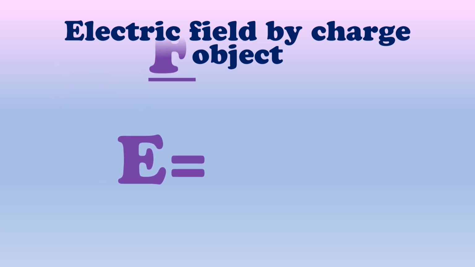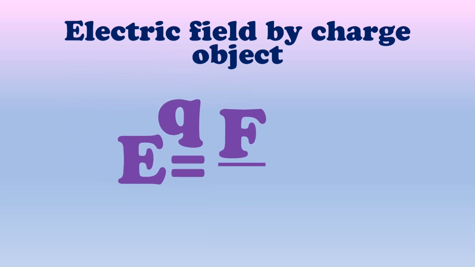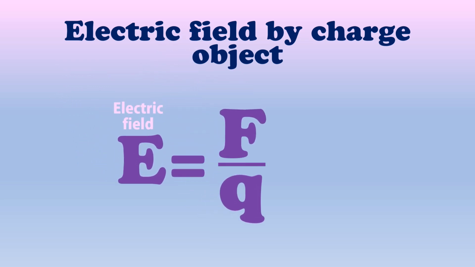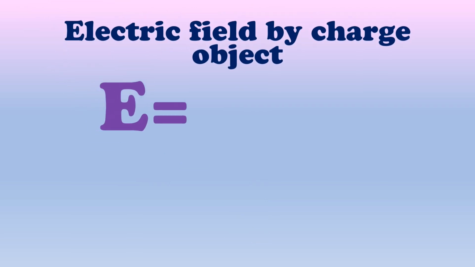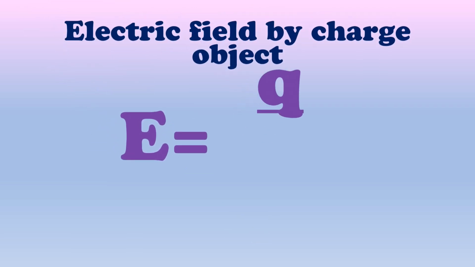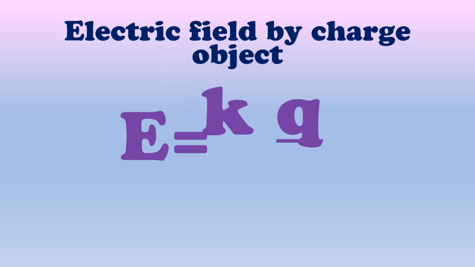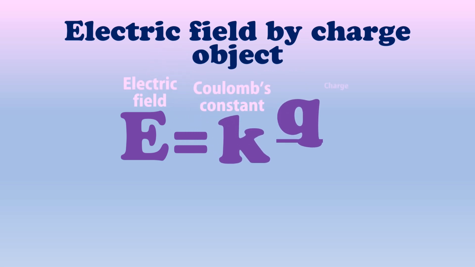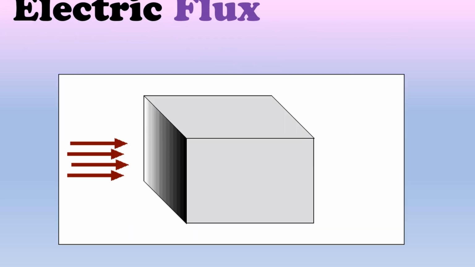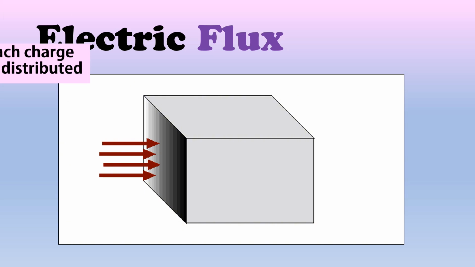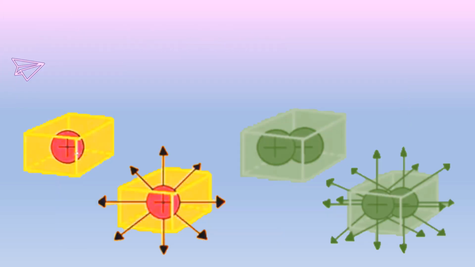And here's the general formula for the electric field by a charged object. E is equal to F over q, and E is equal to the Coulomb constant multiplied by q over r squared. Each charge is distributed in a surface area.